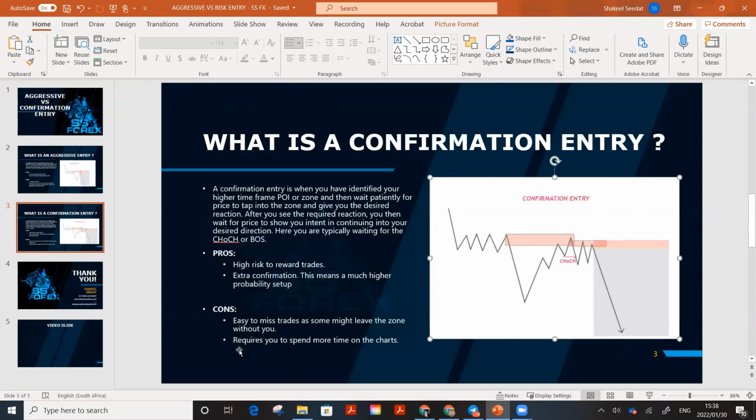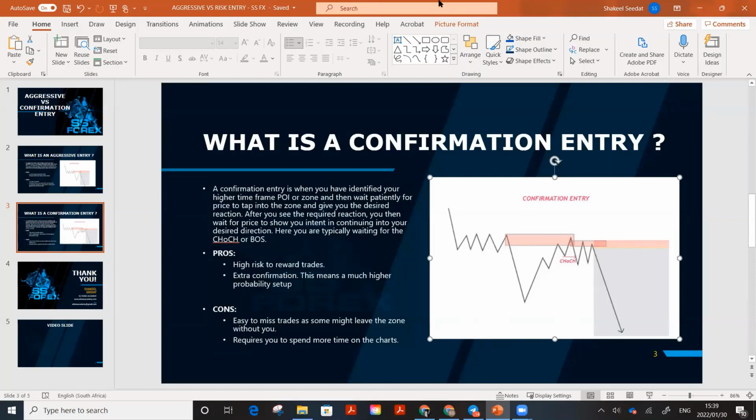So number two, on the cons, we've got requires you to spend more time on the chart. So an aggressive entry, remember we said that we spend less time on the charts because you set your limit and you just leave it to run. On a confirmation entry, it requires you to actually be more present on the chart. So you obviously got to analyze it a little bit more. You got to identify the momentum in which price approaches and then how it reacts off the zone. So that's very important because from the zone, you need to see some sort of change in character occur in order for your setup to be valid.